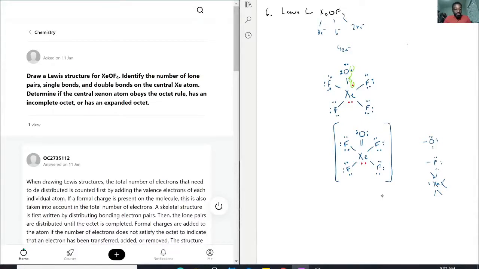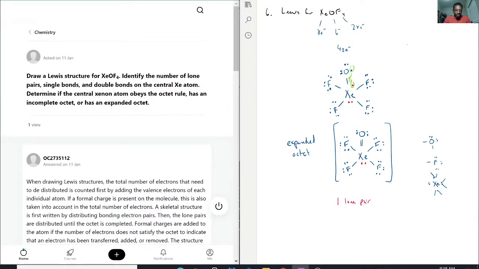So now let's see what it says here. Determine if the central xenon atom obeys the octet rule. No, it does not. Does it have an incomplete octet? If anything, no. This goes way beyond it, which is why we use the term expanded octet for the xenon. That is definitely what it's doing. Now it says identify the number of lone pairs, single bonds, and double bonds on the central xenon atom. So for this, we have 1 lone pair.